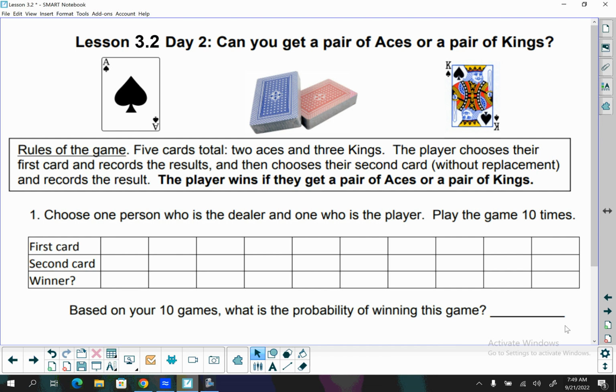How this is going to work. So we're going to alternate. One of you is going to be the dealer and one of you is going to be the player, and then you can switch, or you do it 3 times if you're in a group of 3.